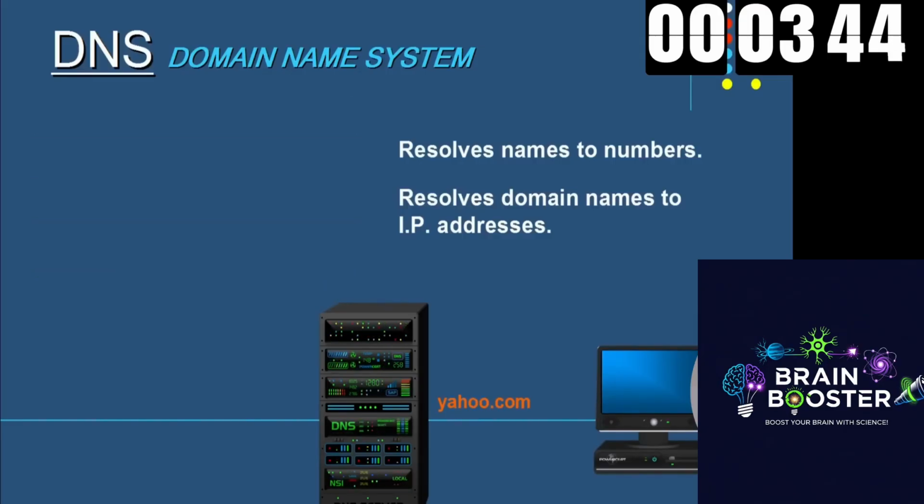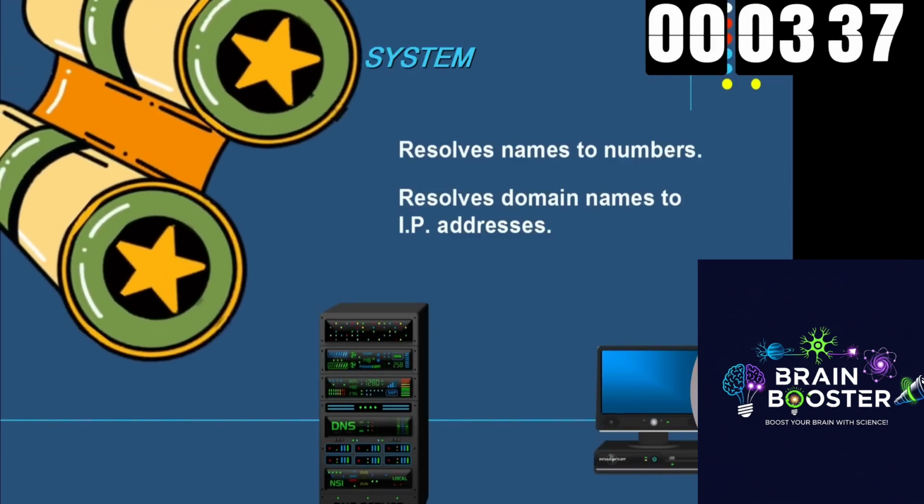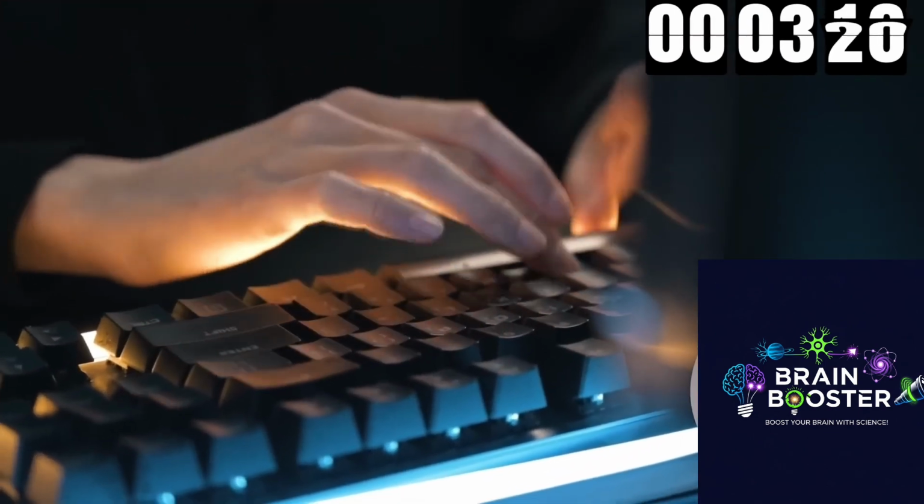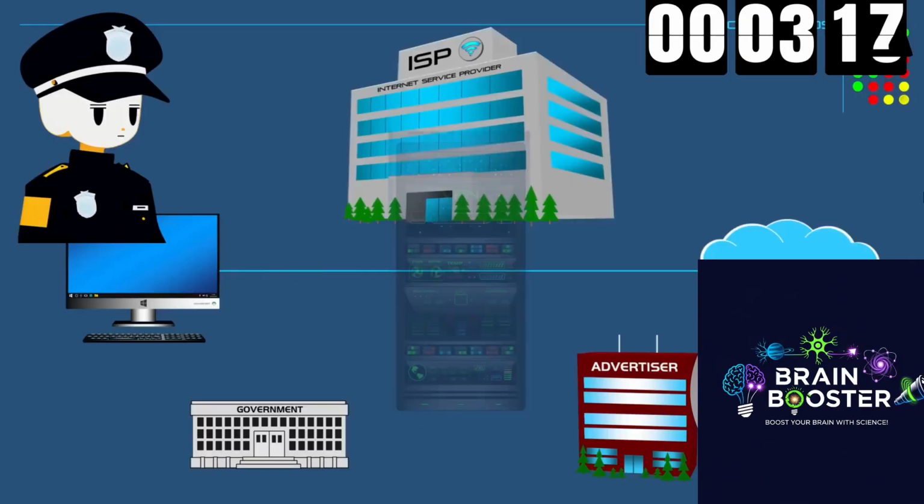Now, your computer tells DNS, I want to go to YouTube, just tell me its address. And DNS immediately gives the IP address of YouTube's server to your computer. Then your browser connects to that IP address and YouTube starts loading on your screen.